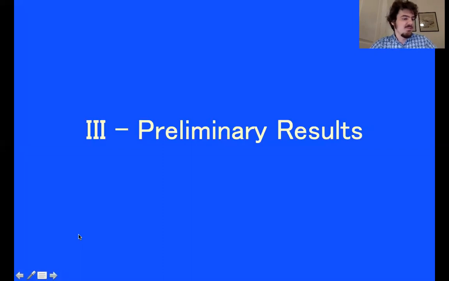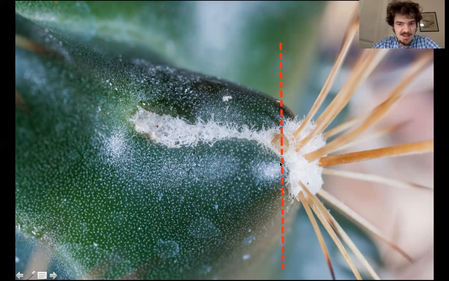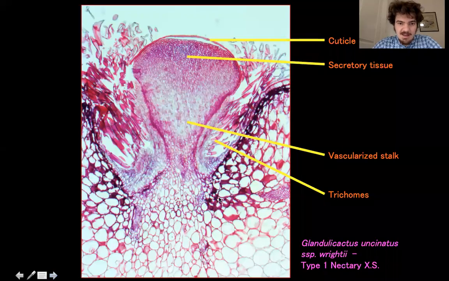So now we'll look at some of the preliminary results from my research so far. I've mainly looked at type 1 nectaries, like this one here. So the first slides that I'm going to show pictures of represent a cross-section taken of the nectary in this plane right here. You can see here's the nectary. It's kind of hard to see looking at them from the top in the other pictures that they are club-shaped, but here we get a good image of the club-shaped nature of these nectaries.